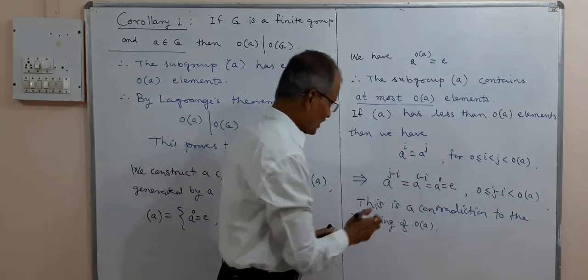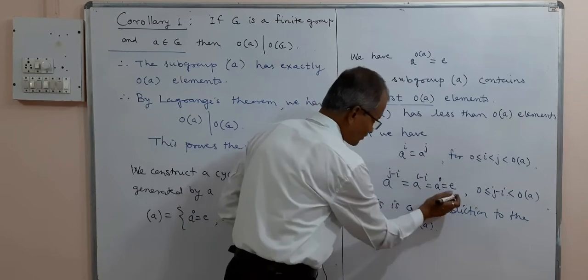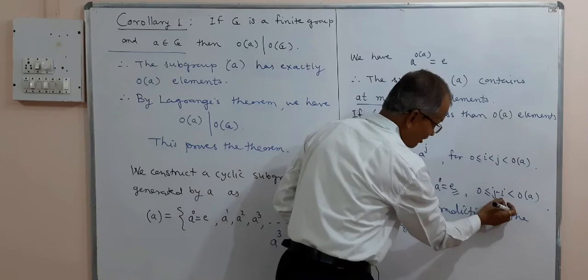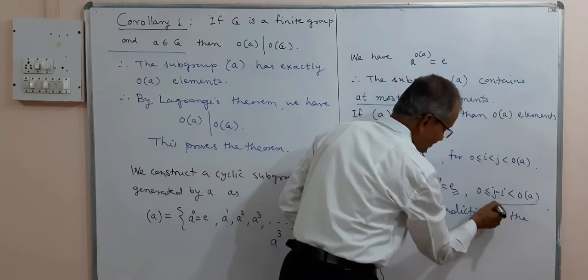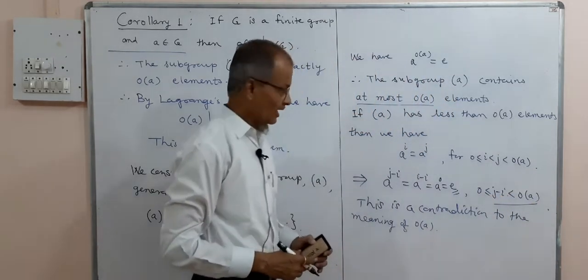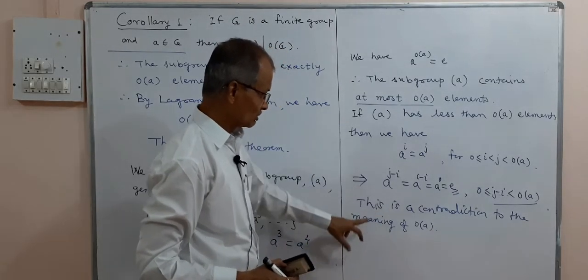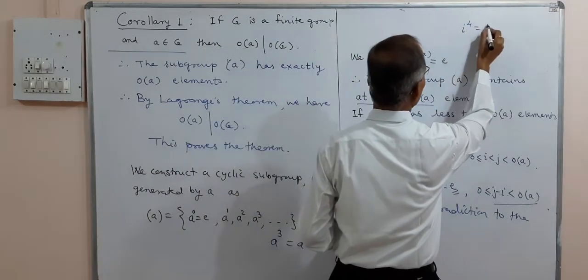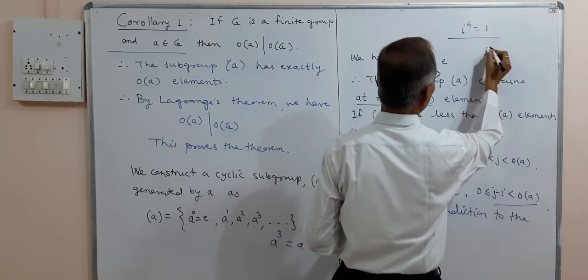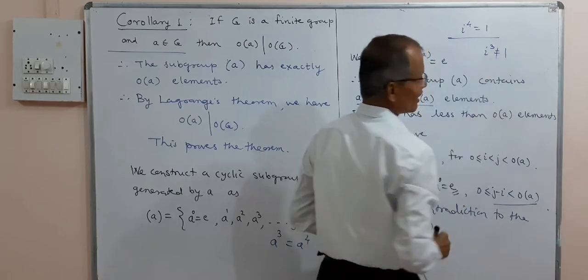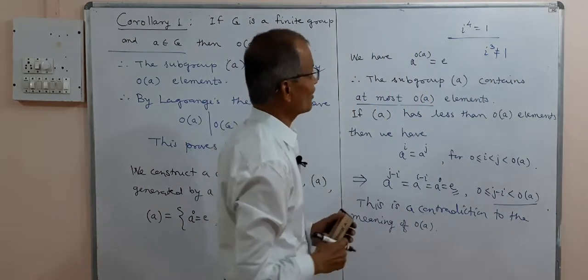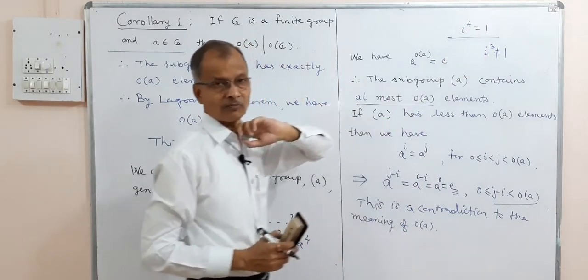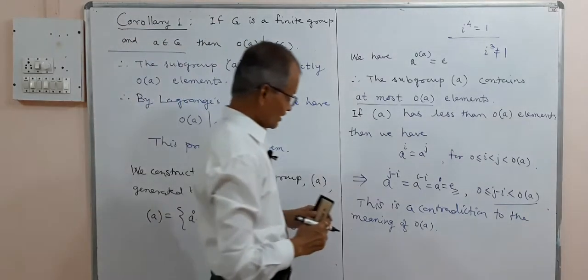And what this shows is a raised to j minus i is equal to e, which means the order of a will be less than order of a. That is the contradiction. j minus i is less than order of a, and therefore this is a contradiction to the meaning of order of a. Now we have i to the power 4 is equal to 1, but we will not have i cubed equal to 1. That is not possible, because 4 is the least positive integer such that i raised to 4 is equal to 1, and therefore this is a contradiction.